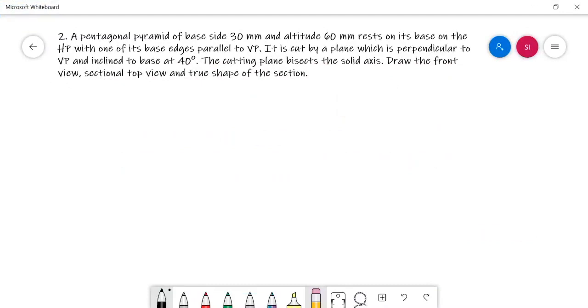A pentagonal pyramid of base side 30 mm and altitude 60 mm rests on its base on the HP with one of its base edges parallel to VP. It is cut by a plane which is perpendicular to VP and inclined to base at 40 degrees. The cutting plane bisects the solid axis. Draw the front view, sectional top view, and the true shape of the section. This is the problem.